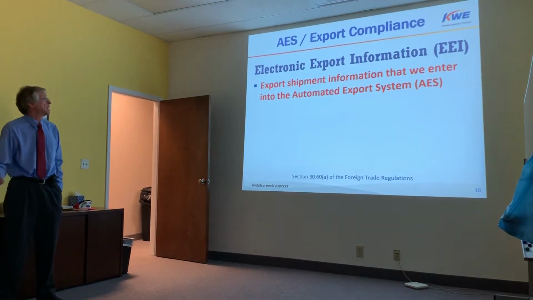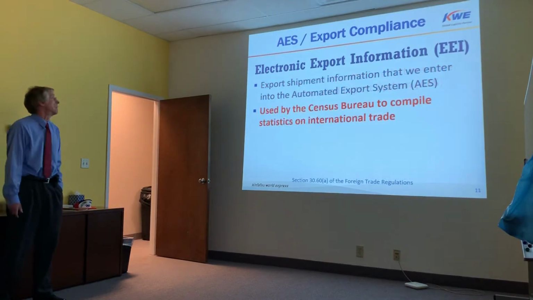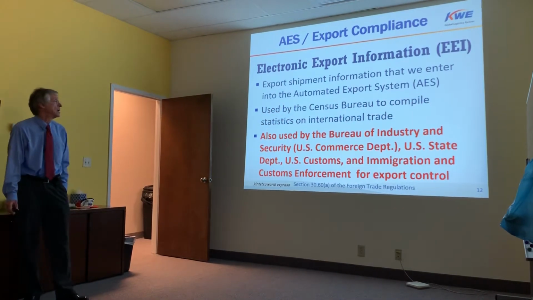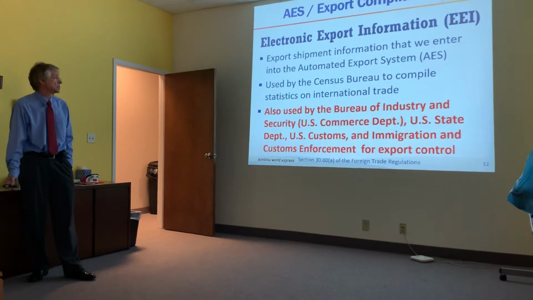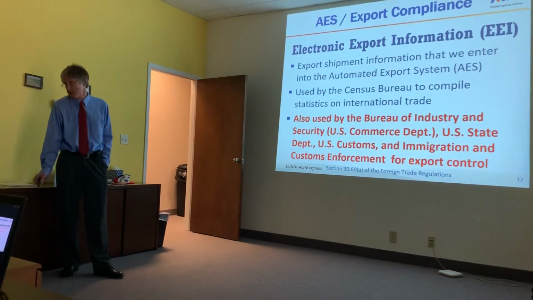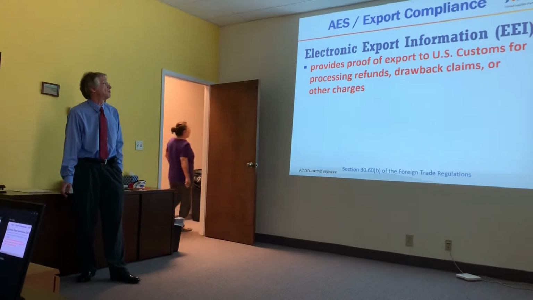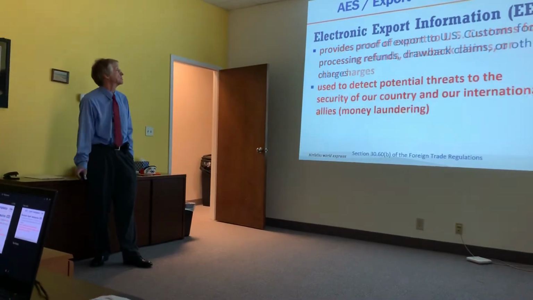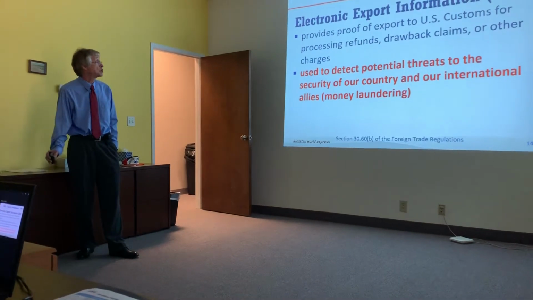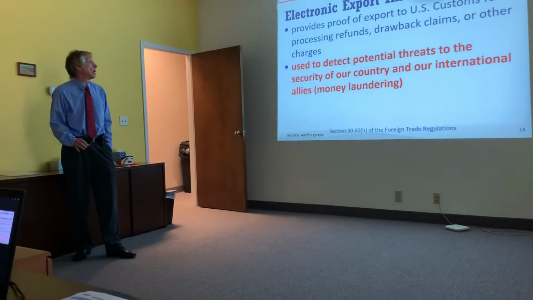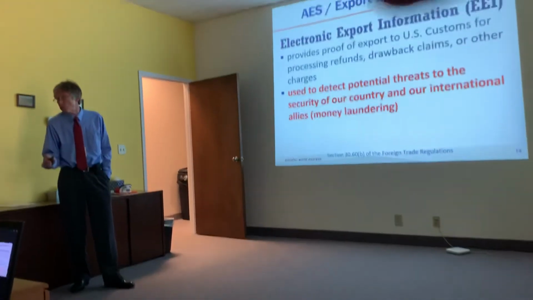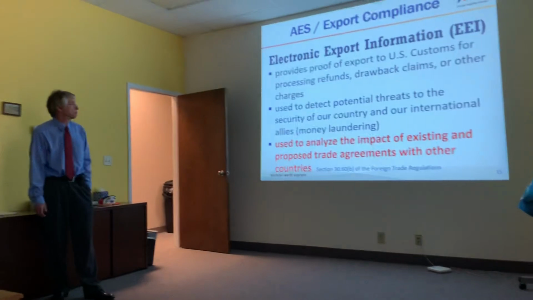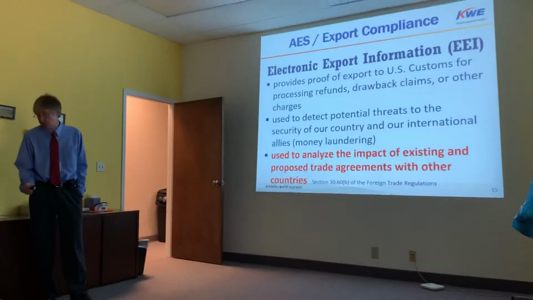It's shipment information that we enter into the Automated Export System used by the Census Bureau to compile statistics on international trade, also used by the BIS, the State Department, Customs, and ICE for export control. It provides proof of export to U.S. Customs for processing refunds, drawback claims, or other charges. It's used to detect potential threats to the security of our country and our international allies, specifically through money laundering. And it's also used to analyze the impact of existing and proposed trade agreements with other countries.